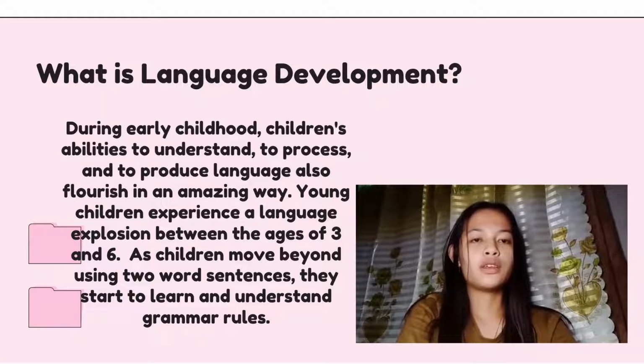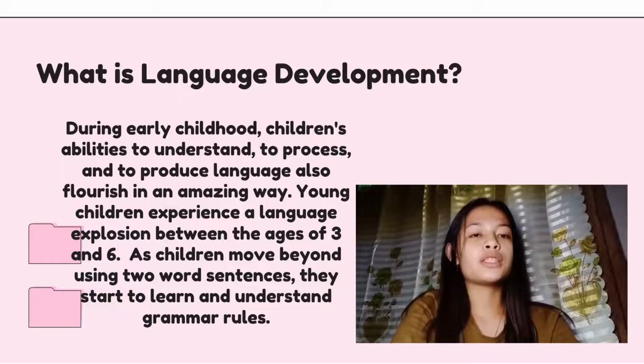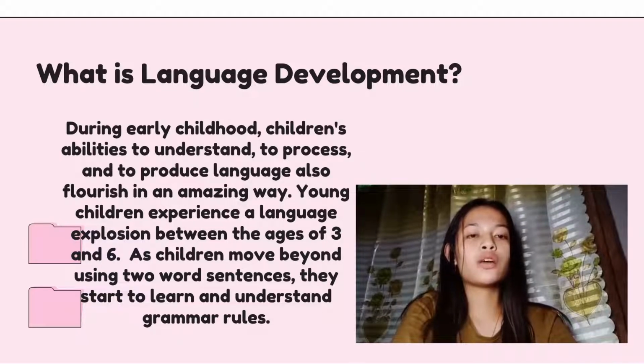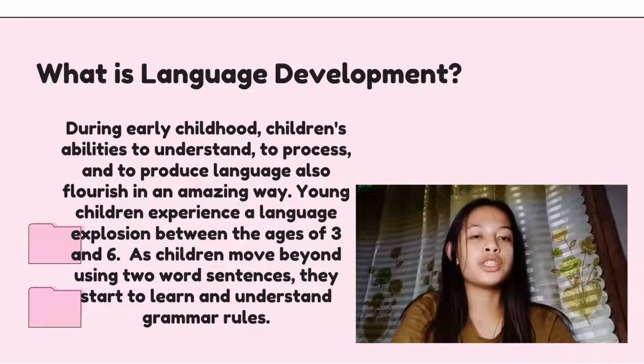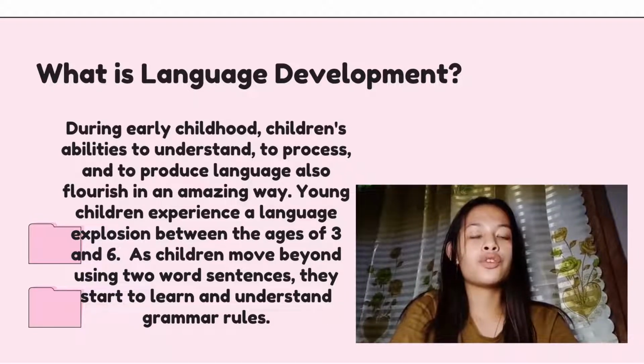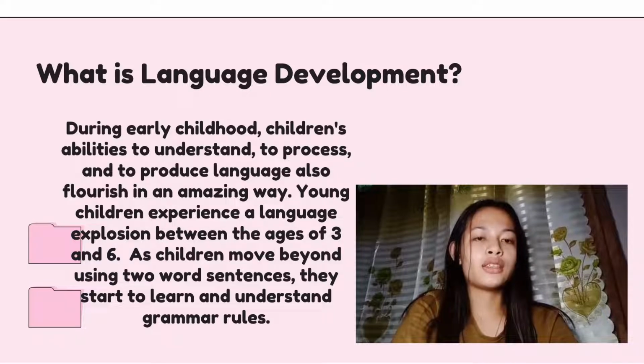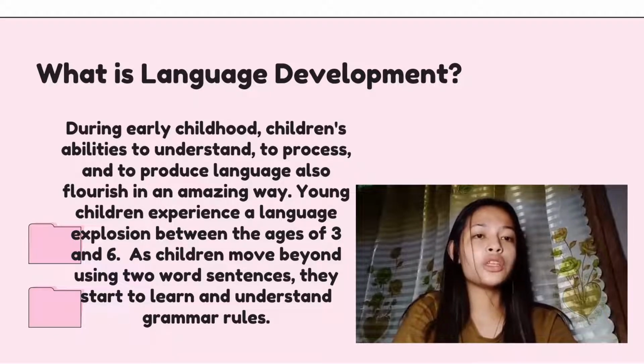Language development. During early childhood, children's abilities to understand, to process, and to produce language also flourish in an amazing way. Young children experience a language explosion between the ages of 3 and 6 as children move beyond using two-word sentences. They start to learn and understand grammar rules.